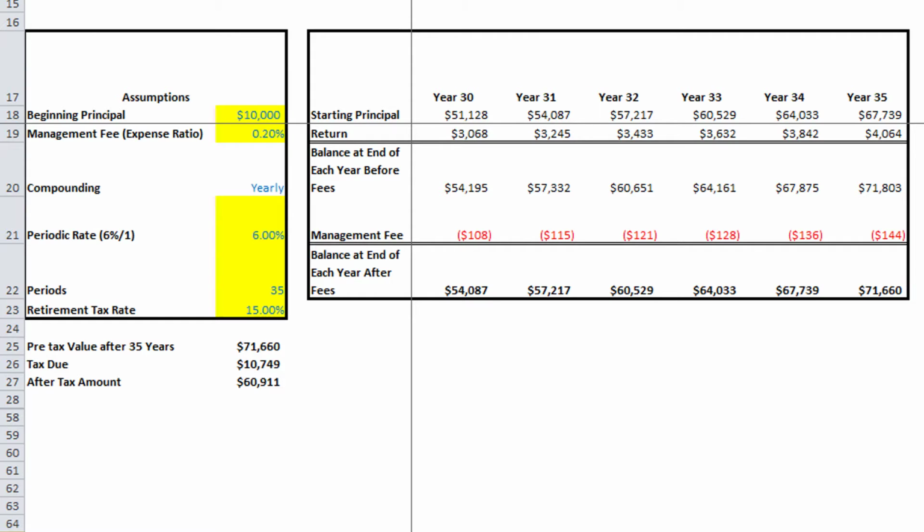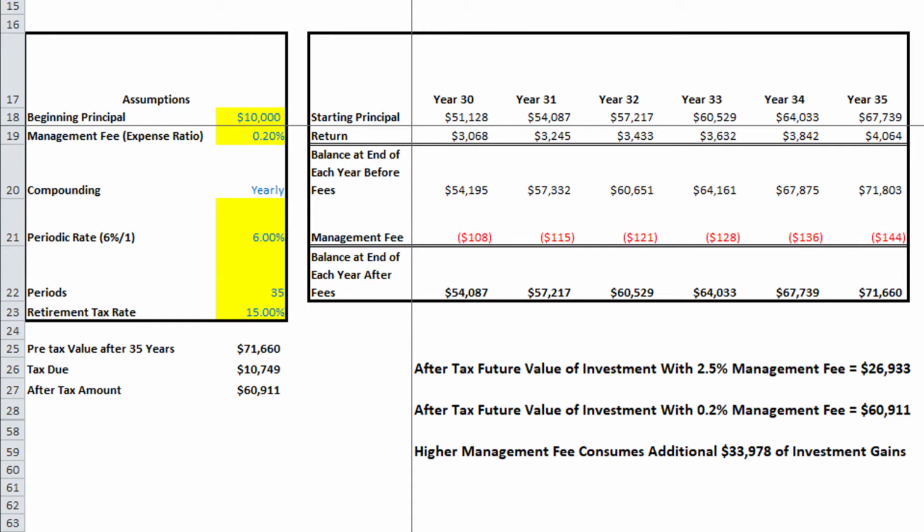$71,660. Now, lastly, we're going to calculate taxes, and the taxes will be $10,749 for an after-tax amount of $60,911. And so we can see with the higher management fees, you end up with $26,933 versus $60,911 with the lower fees. And even though the higher management fee only differs by 2.3%, the impact is huge, and you lose over half your future gains to additional fees.